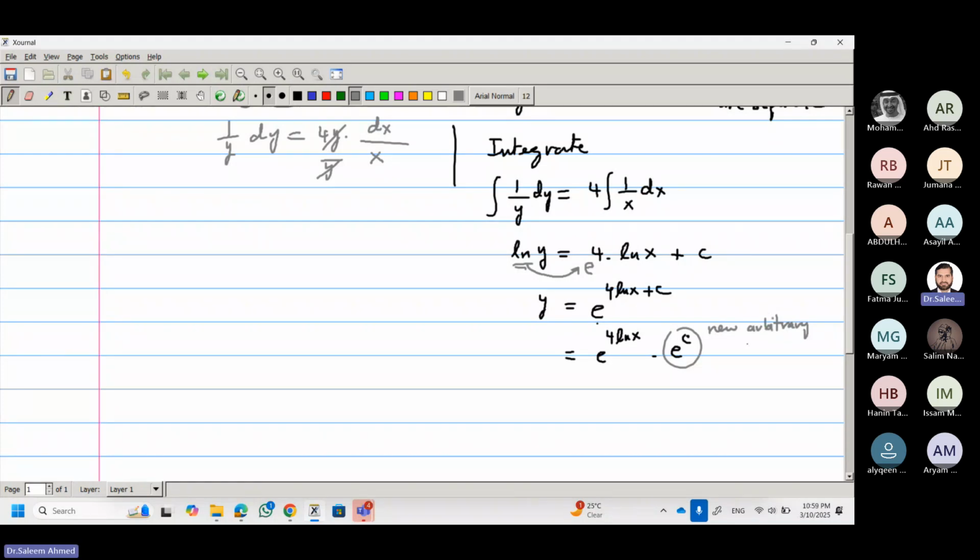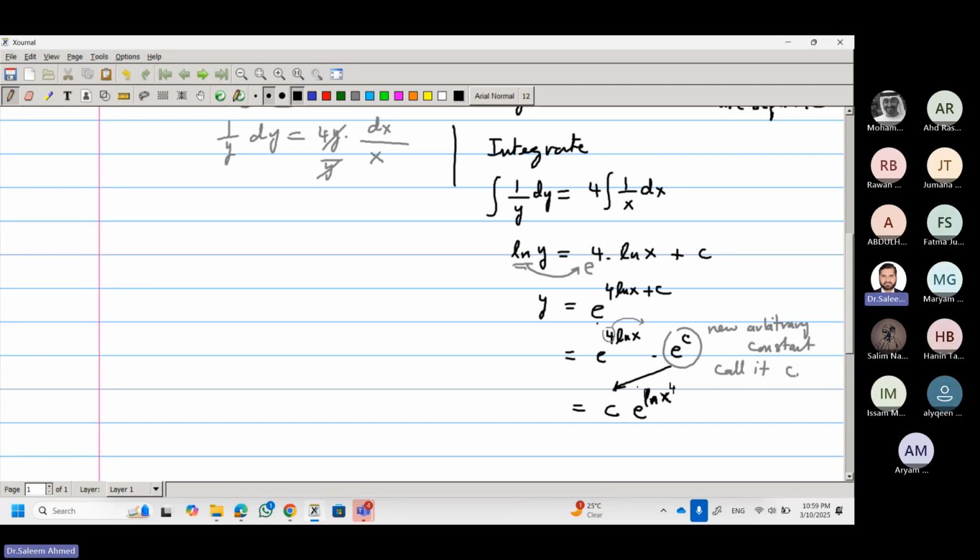Arbitrary means which can take any value. It's a new constant, so call it c again, instead of writing e to the power c. So if I call it c, I can write c and e to the power 4 log x. I also don't want this 4 here. So if you send this 4 to the power, because it's the property of logarithm, you can write log x to the power 4, right?